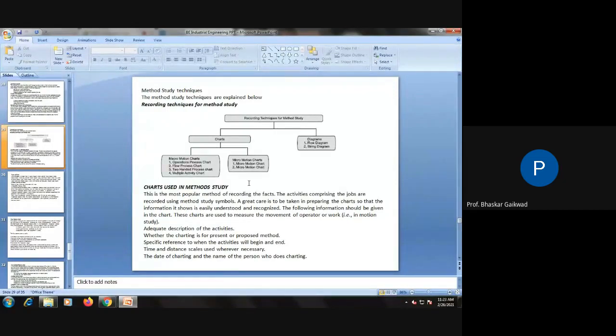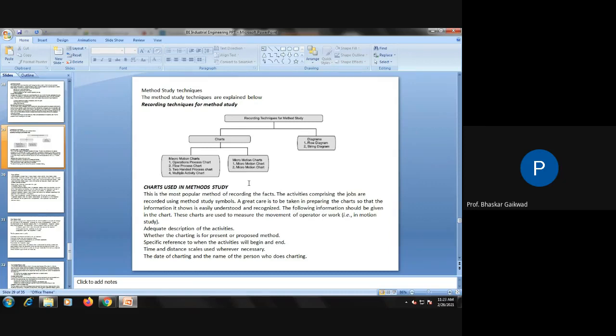Explain it to the middle management or top management. If they agree, try to change it on the shop floor. Definitely, production cost will decrease. Then charts.